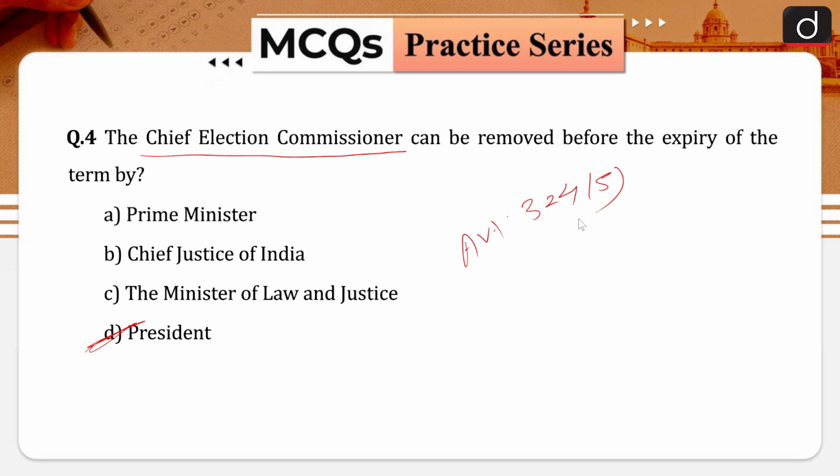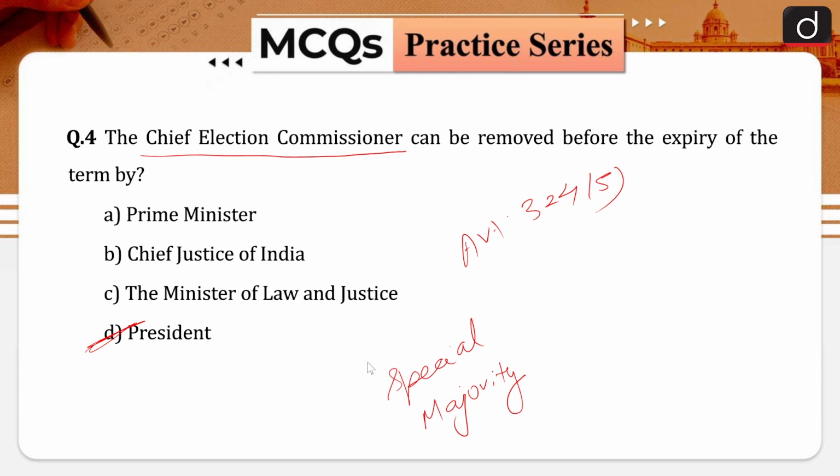The CEC can be removed before the expiry of the term by the President if both the Houses of Parliament make such a recommendation with a special majority. This is done to ensure that a ruling party cannot remove a CEC who refuses to favor it in election, and this is also done to ensure that the Election Commission should be a transparent body. It should be an independent body.